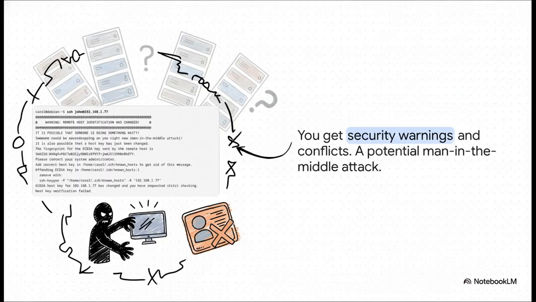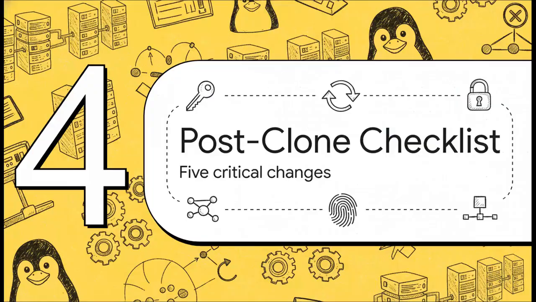You get absolute chaos. The network gets confused, and you get this giant, scary SSH warning. This isn't just a suggestion, it's a red alert. It's screaming at you that the server you're trying to connect to has a different identity than the last time you talked to it, and that could mean you're being attacked. So how do we stop this from happening? Simple. You follow a checklist.